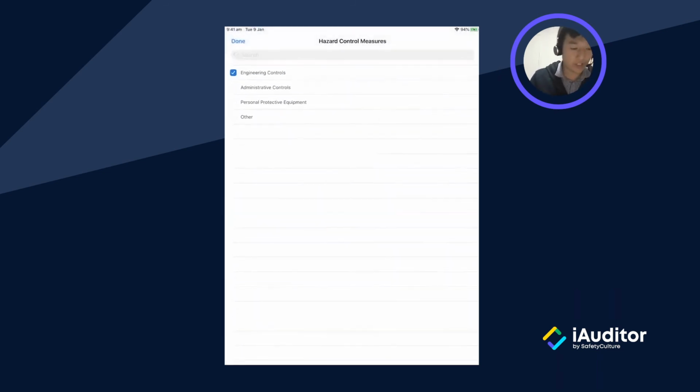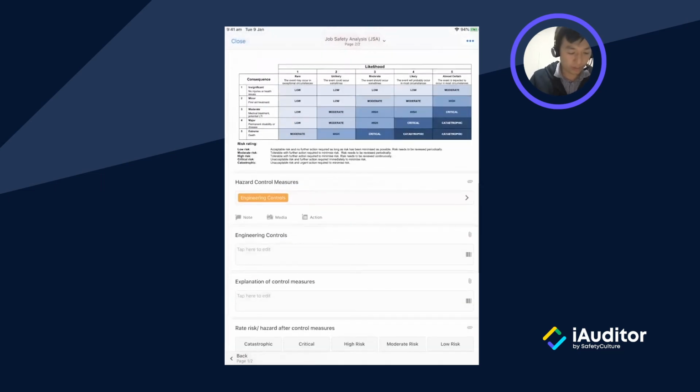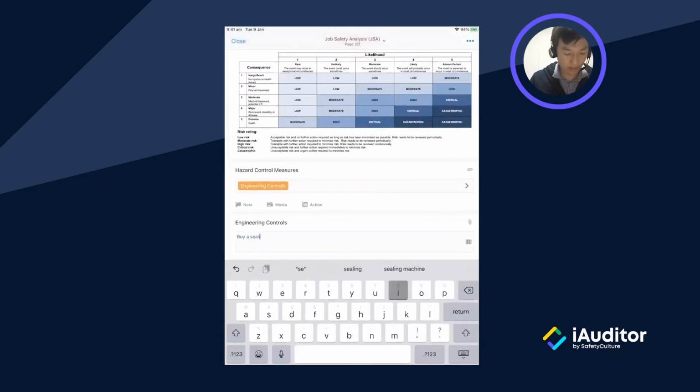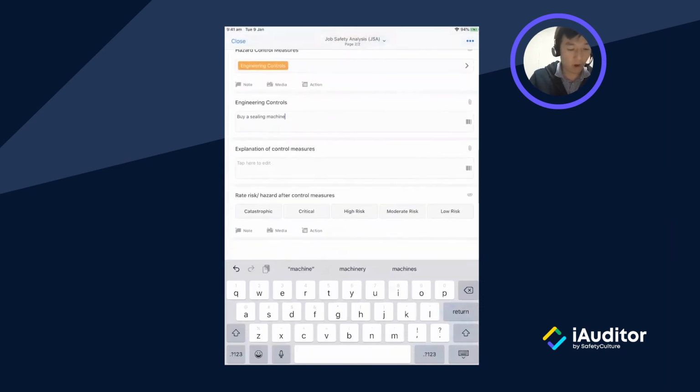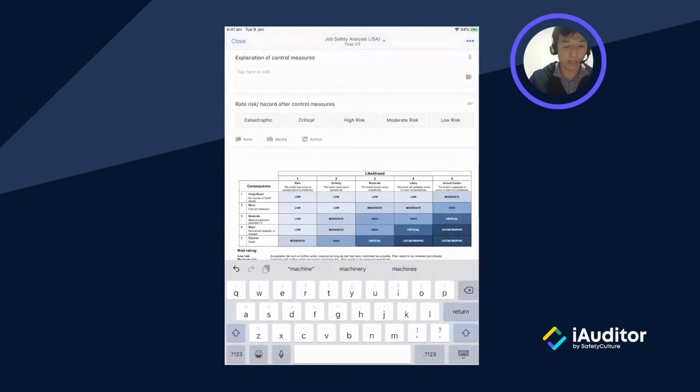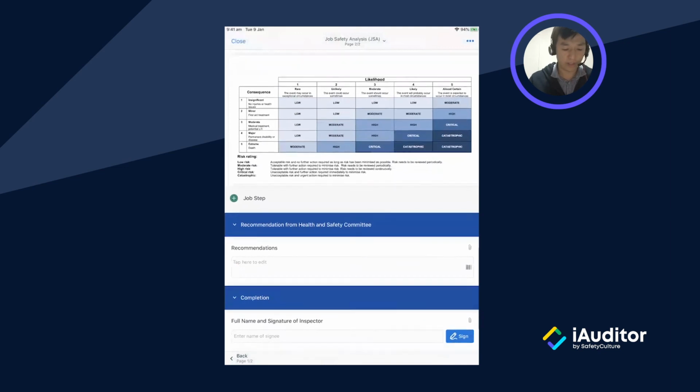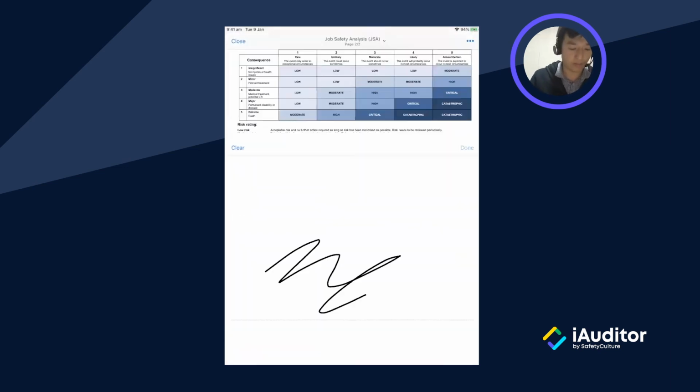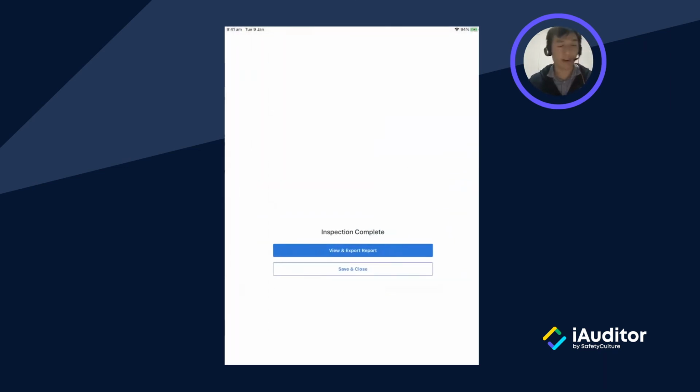I propose an engineering control, which is to buy a sealing machine, and the risk of turning on a machine compared to pulling a lever is a 1-1, a low risk, and all I need to do is sign off my good work and send that straight off to my manager.